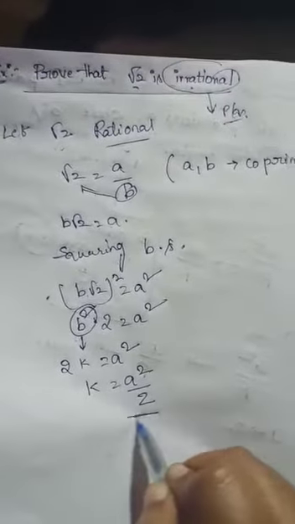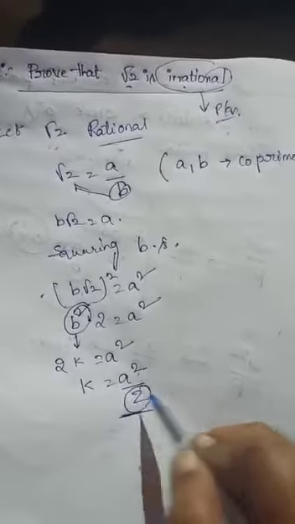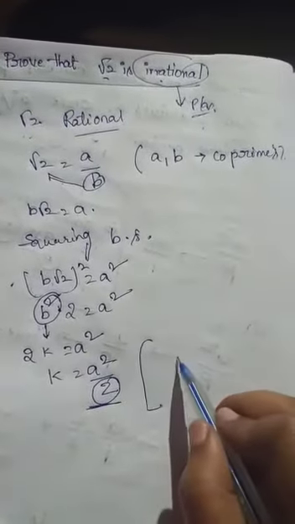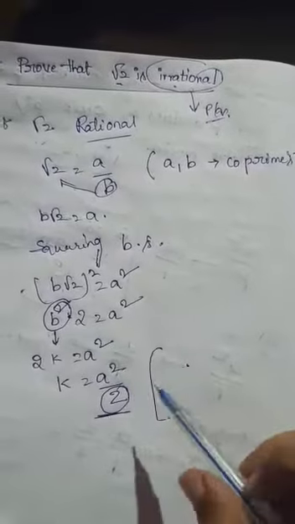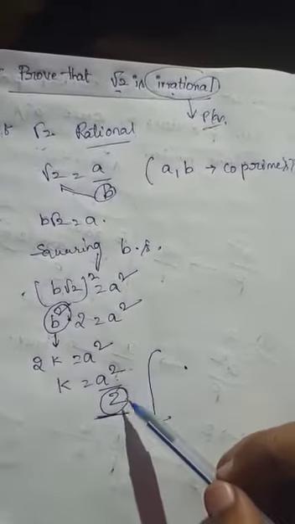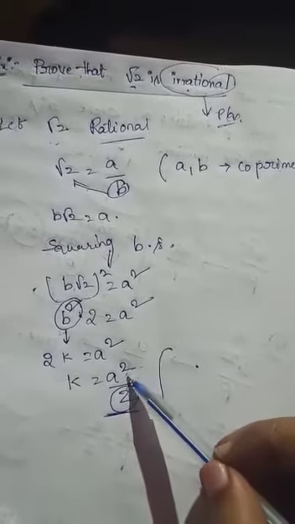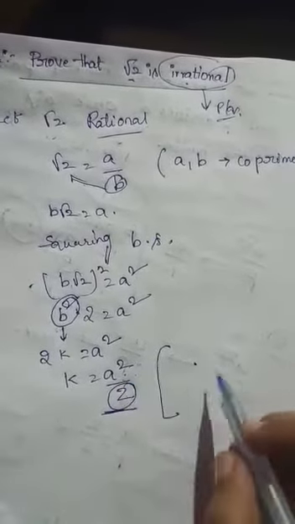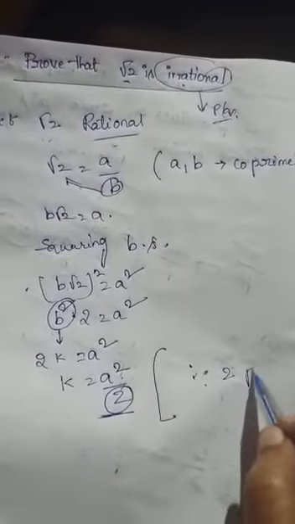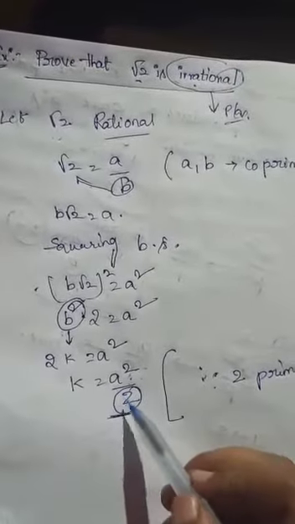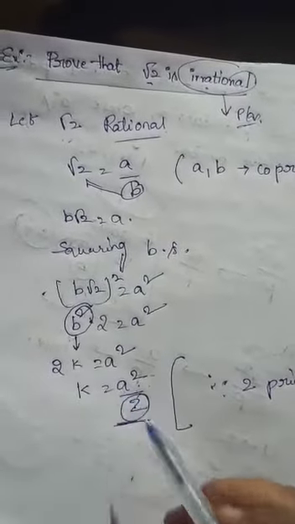See this equation. Here 2 is a prime number. We know one theorem: if p is a prime number and p divides a square, then p divides a also. Okay, here 2 is one of the factors of a square. So 2 is one of the factors of a also.